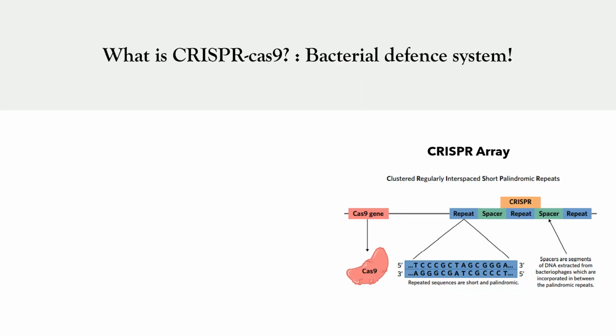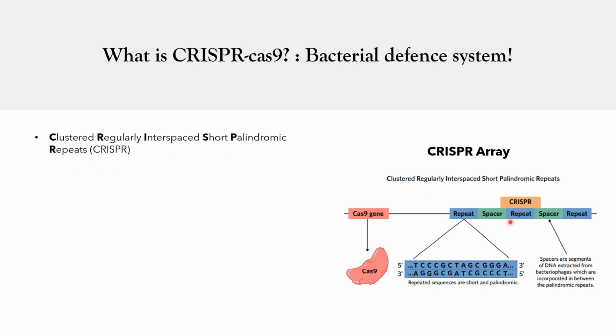So what is CRISPR-Cas9? Well, it is naturally a bacterial defense system. CRISPR stands for clustered, regularly interspaced short palindromic repeats, which sounds like a lot, but let's break it down. First, let's look at this image over here. Here we have a CRISPR array, this part here. It's a sequence of DNA found in bacteria that is used for immune defense. So it is clustered together. It is regularly spaced out. So we've got a repeat, then a spacer, a repeat, then a spacer. It's regularly interspaced, and it has short palindromic repeats.